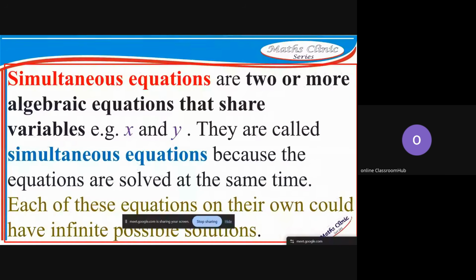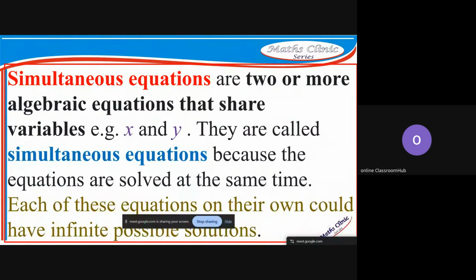So the key thing to note is that there are two or more equations. One equation cannot be simultaneous. There should be two or more. And again, they should have the same variables. So if equation one has x and y, equation two should also have x and y. You cannot have t and p. And the number of variables can be two, it can be three. But I think at your level, it's two. When you go to university, you are going to do three and four and so on.